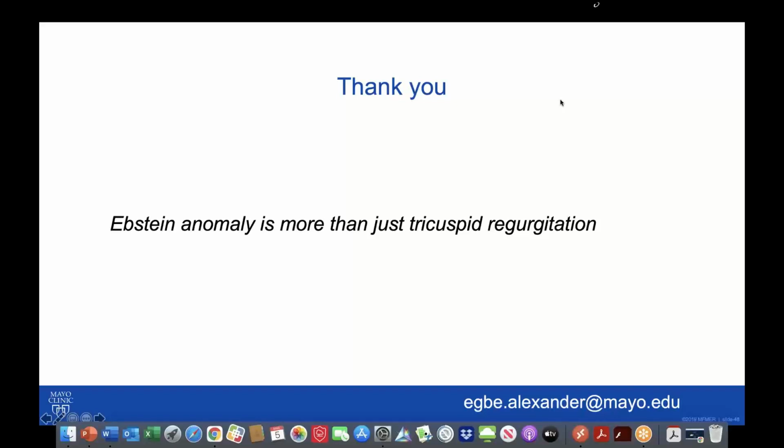Okay, thank you for that excellent question. So all the patients that went for surgery, almost all of them had severe TR. And again, by the time they come to us, they already have severe TR.